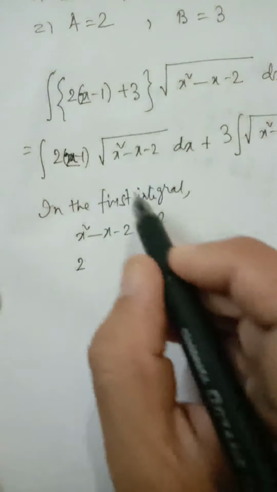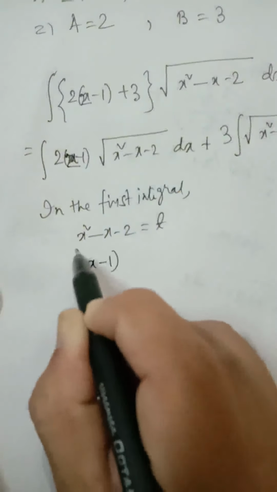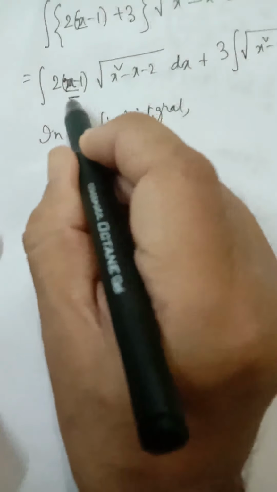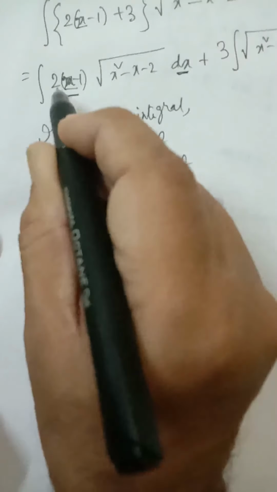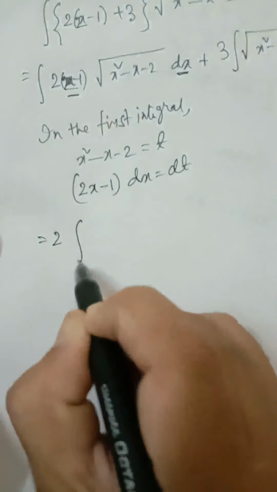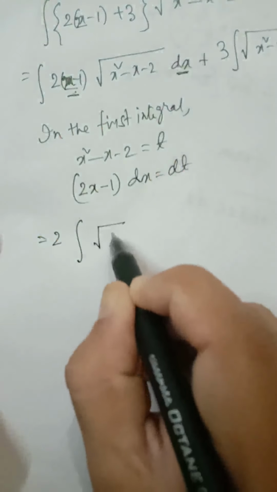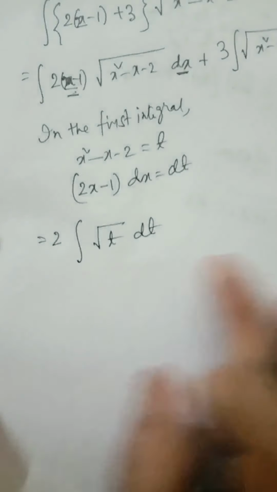So in the first integral, if we put this equal to t, the derivative will be (2x minus 1) dx is equal to dt. Okay, so (2x minus 1) dx will become dt, so 2 will come out of the integration sign, and this will be root over t dt. Now we can easily integrate this one, the first part.